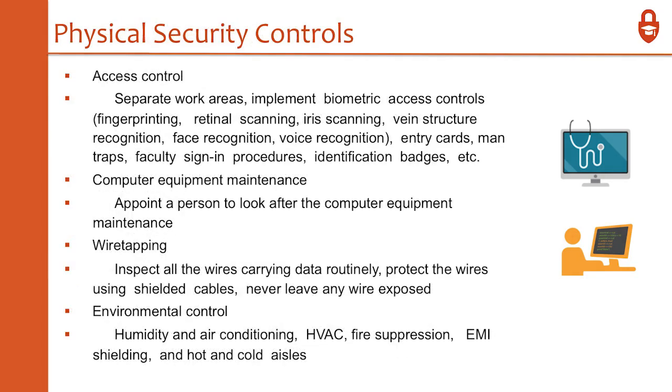And now on to access control. Separate work areas, implement biometric access controls like fingerprints, retinal scanning, iris scanning, vein structure recognition, face recognition, and voice recognition. Entry cards, man traps, faculty sign-in procedures, identification badges, etc. There's a lot of different stuff we could talk about in here. So, separate work areas. You don't want your security team working out in the public with the rest of the organization. That can leak information.